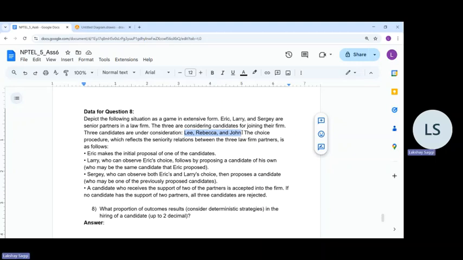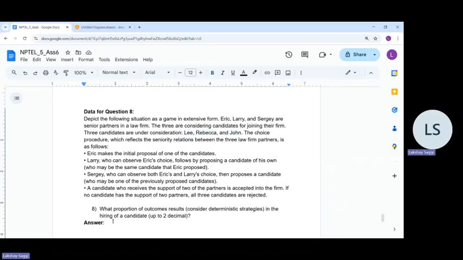So note that since there are 3 people, Eric, Larry, and Sergey, all 3 will be voting, and so a total of 3 votes have to be distributed between Lee, Rebecca, and John, right? And note that if no player is getting support of 2 partners, then each of these is getting support of only one partner.